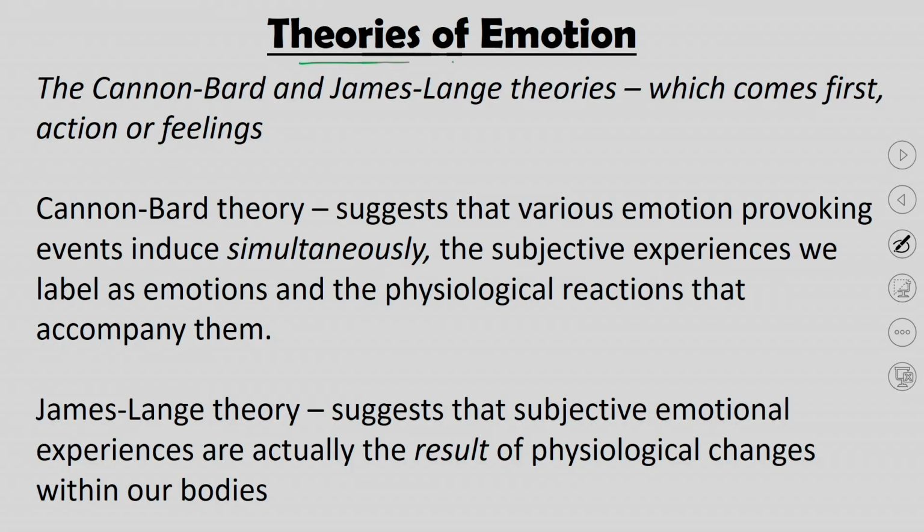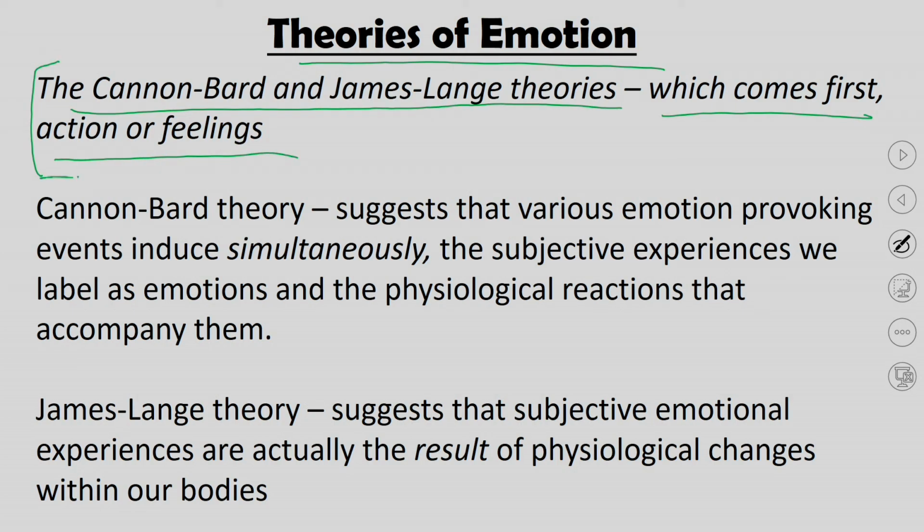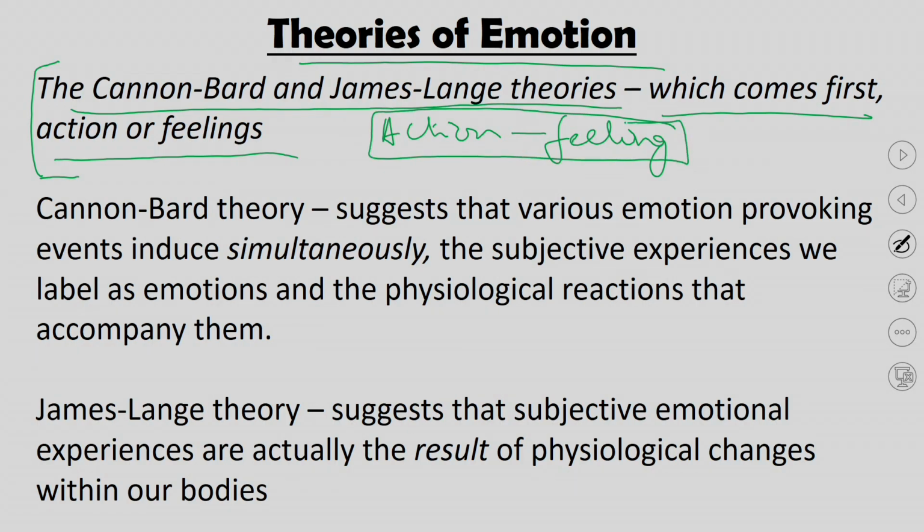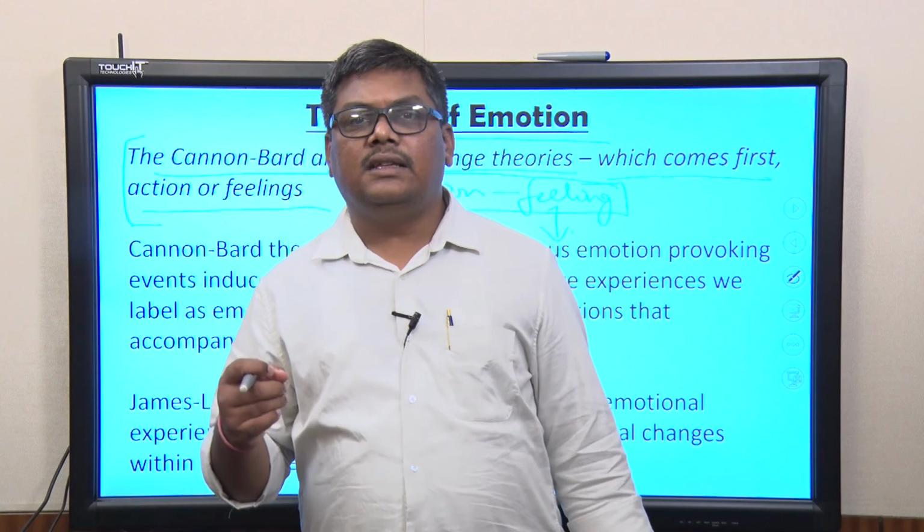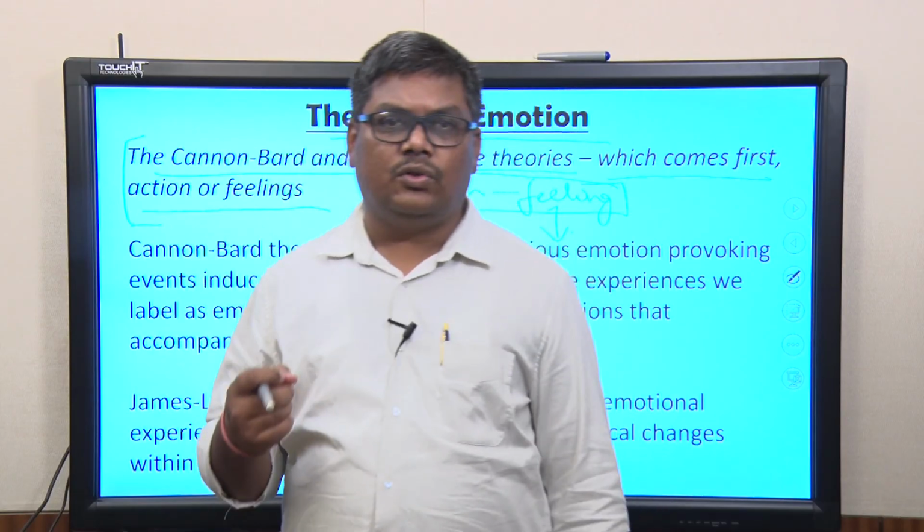So now let us look at some theories of emotion. We will start with the Cannon-Bard theory and the James-Lange theory. Which comes first, actions or feeling? Now, these two are the most primitive forms of theory, and they try to evaluate the idea of what comes first in an emotion, whether an action comes first or a feeling comes first. Let us look at this theory through a little bit of a story.